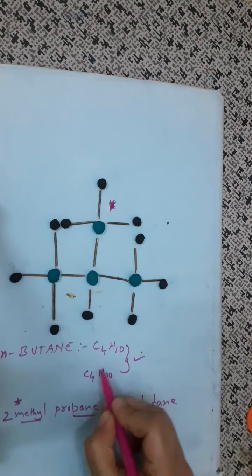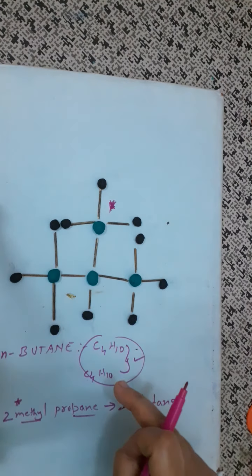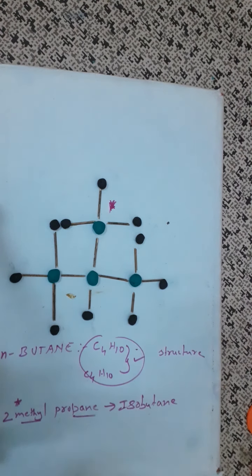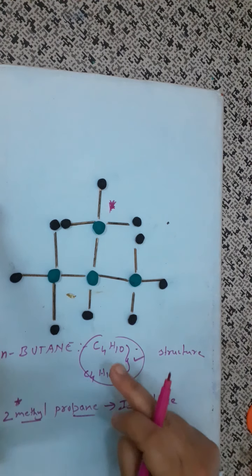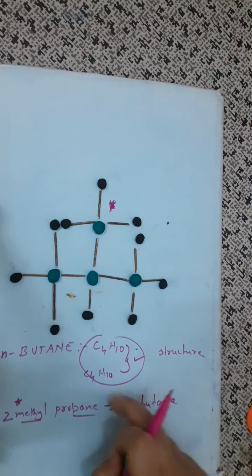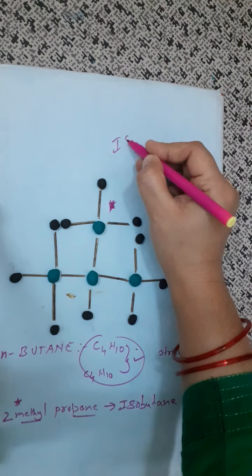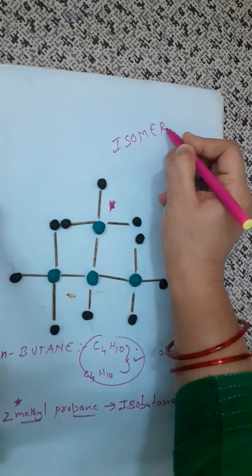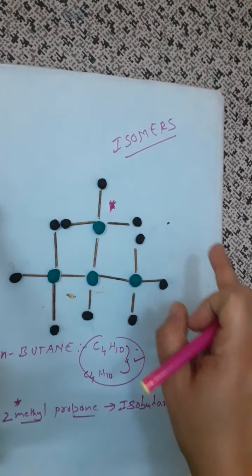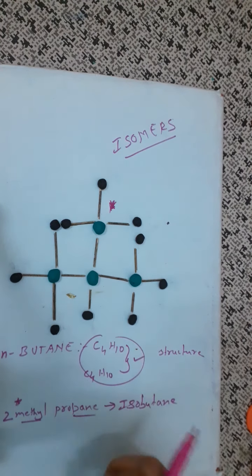So what have you observed? The formula is the same, but the difference has come in the structure. That's why these hydrocarbons which have the same molecular formula but different structure are termed isomers. What are they called? Isomers. The molecular formula is the same, but they differ in their structure and other properties.